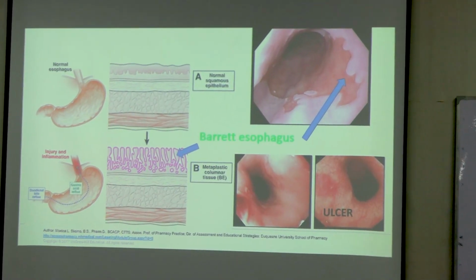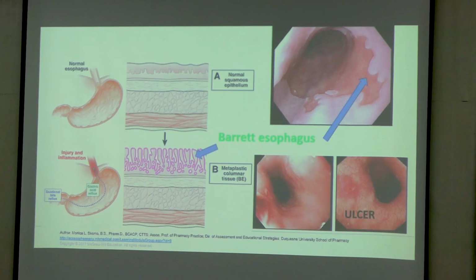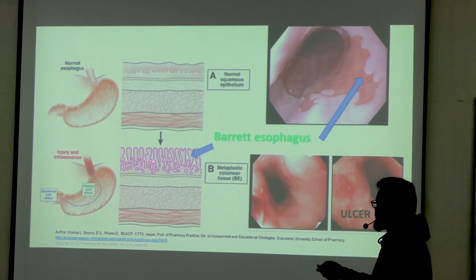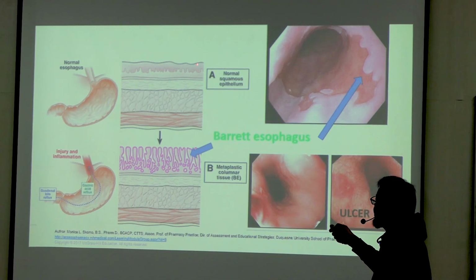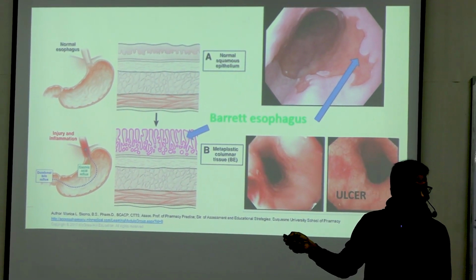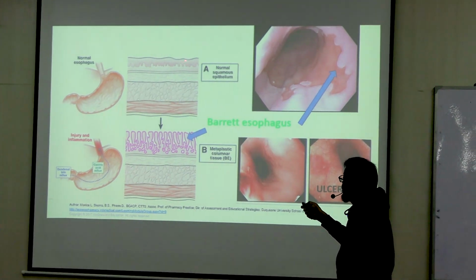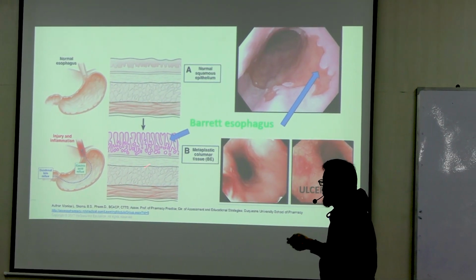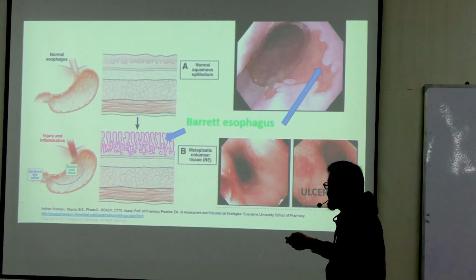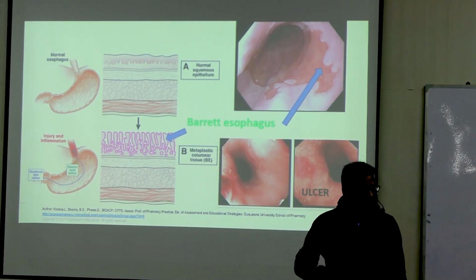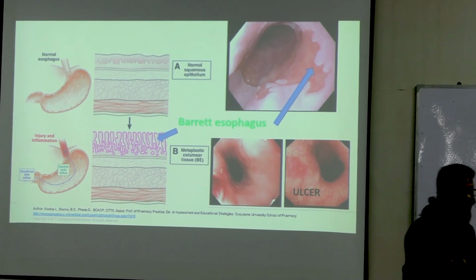And see, what is this? This is the inner lining of the normal esophagus. See, this is the inner lining made up of squamous epithelium. So see the lining. Whereas in Barrett's esophagus, see, it is replaced by columnar epithelium. So it may happen.